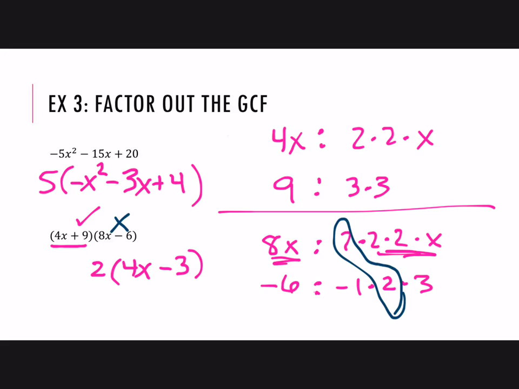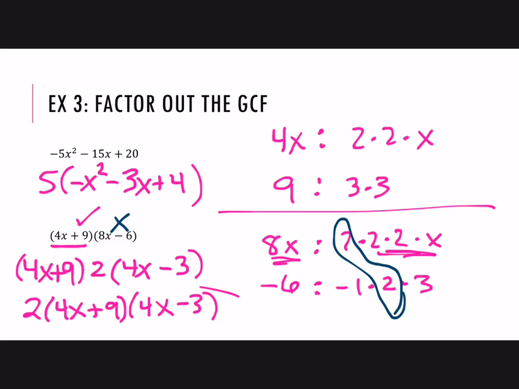And then in this expression, I'm just going to carry down or rewrite the 4x plus 9. And then the only other thing we do, if you have a number smushed in the middle here, or some sort of a monomial, then that gets written out front. So we rearrange this and put 2 first, and then 4x plus 9, and then 4x minus 3. Okay, and that's your final answer.